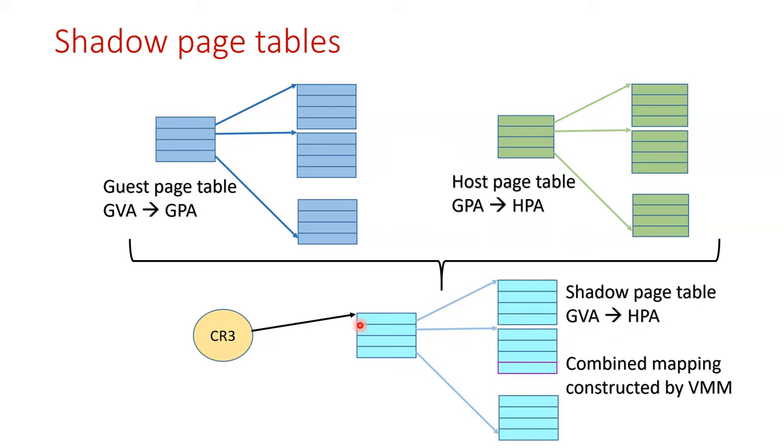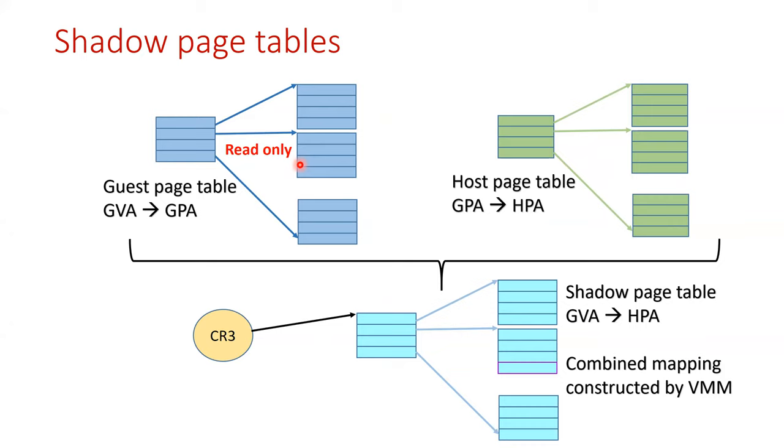So now the hardware is not aware of two page tables like in the case of EPT. The hardware just gets a single pointer. It will use this single pointer to walk an n-level page table. Now, how is this page table updated? What if the guest modifies this page table?